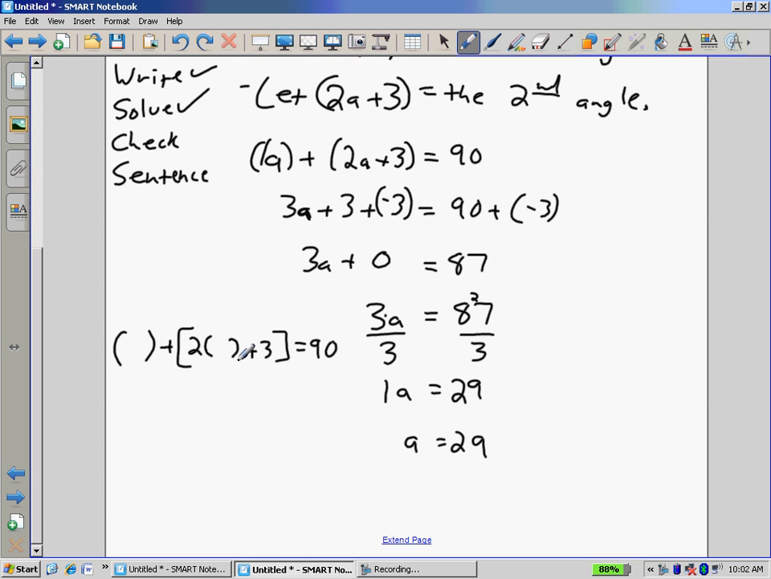Now I plug in the variable. And put a question mark because I'm not 100% sure. So 29 plus, let's see, 2 times 20 would be 40. 2 times 9 would be 18. 40 plus 18, 58. Again, I'm still not 100% sure. 29 plus 58 plus 3, 61.